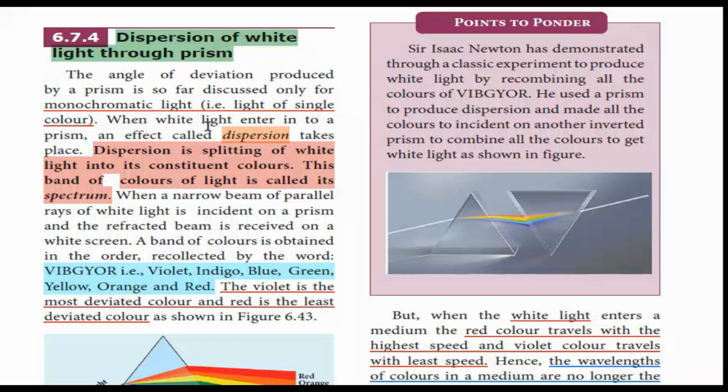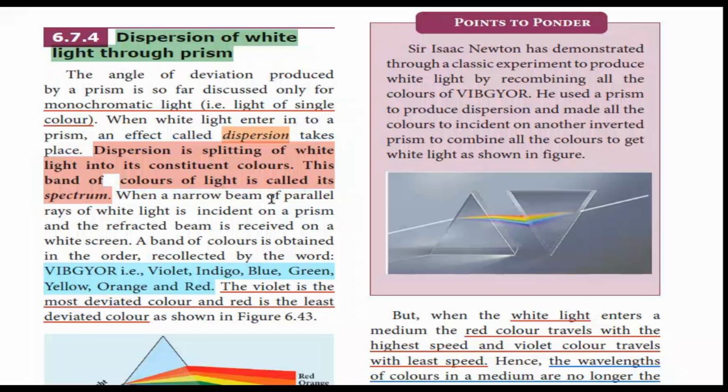When white light enters into a prism, an effect called dispersion takes place. What is dispersion? How to define it? Dispersion is spreading of white light into its constituent colors. This band of colors of light is called its spectrum. So what is a spectrum? That is nothing but a band of colors of light, in the case of visible light.